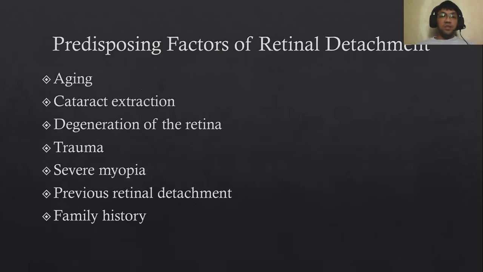Now we go to the predisposing factors of retinal detachment. We have aging, so they are more susceptible in developing this. Those who just had a cataract extraction, degeneration of the retina due to aging as well, trauma, which is more common, or those with severe myopia, but I don't have severe myopia yet. I still have myopia, but it's not yet severe. Or those who have a previous retinal detachment, they're already susceptible in developing it again, and with a family history of retinal detachment.